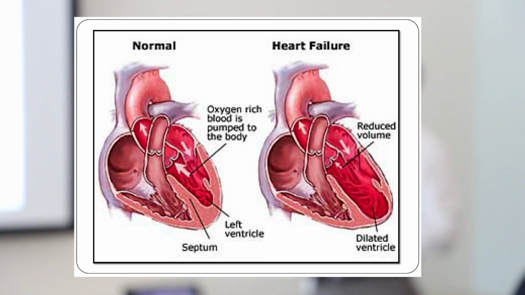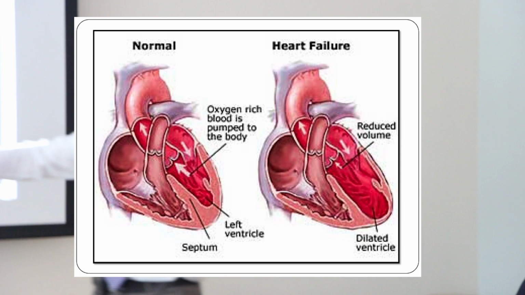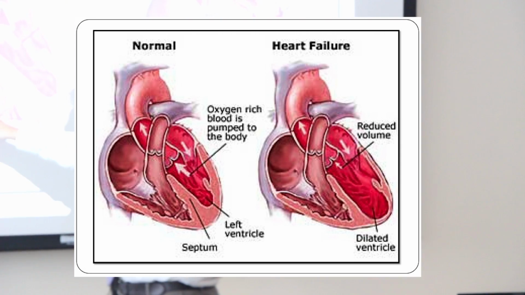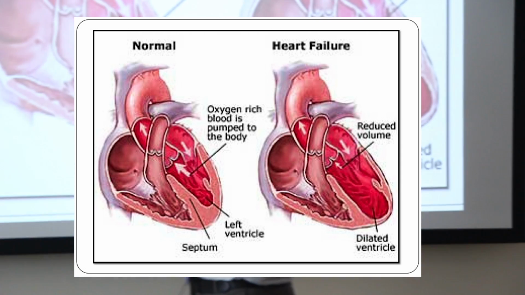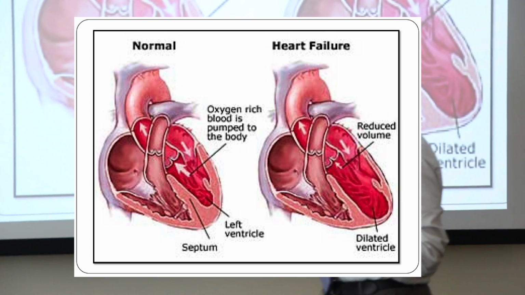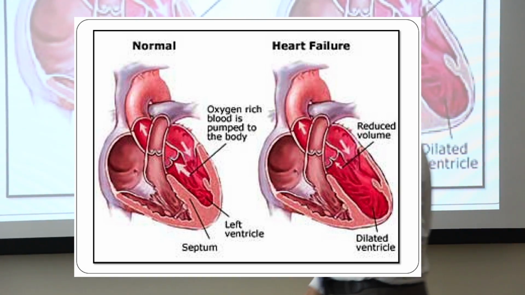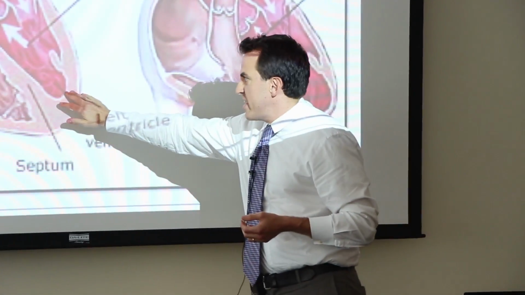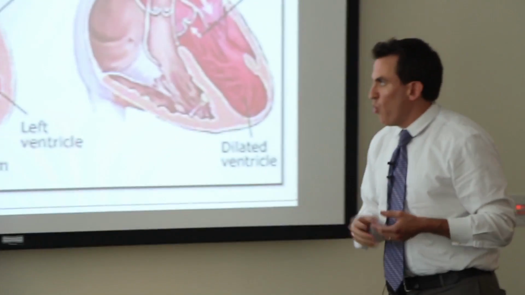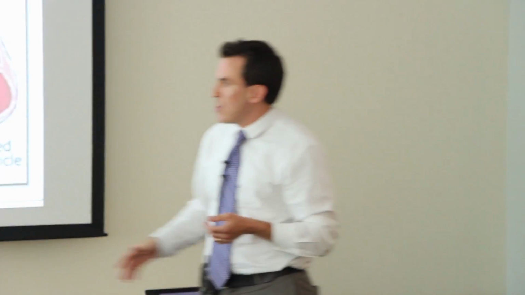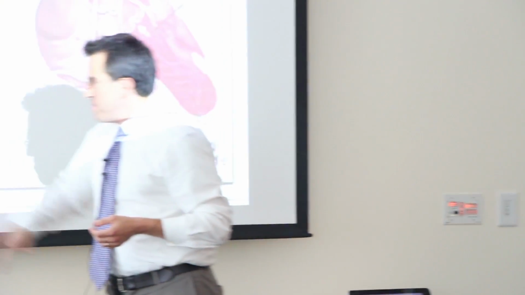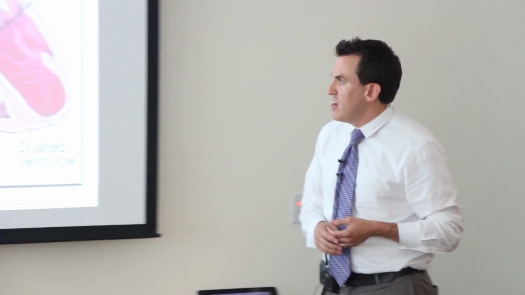So on the left here is a normal heart. This is the top right, bottom right, top left, and bottom left. This is the one that squeezes up to the aorta. That's the left ventricle, and that's the one we generally measure for that ejection fraction. Now, we also look at the right heart and measure the ejection fraction there as well.